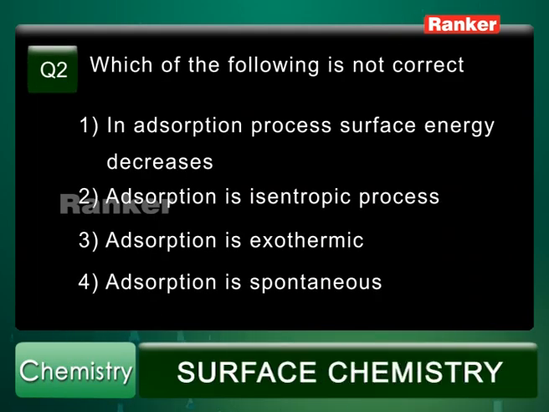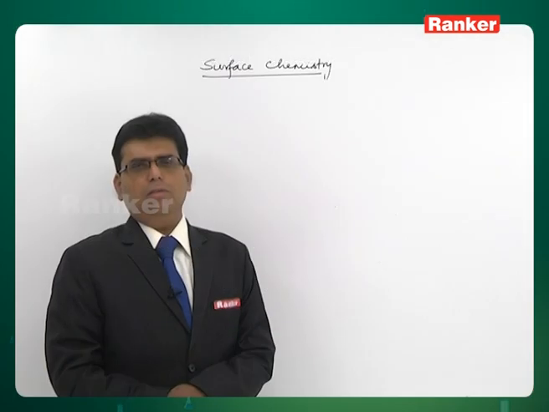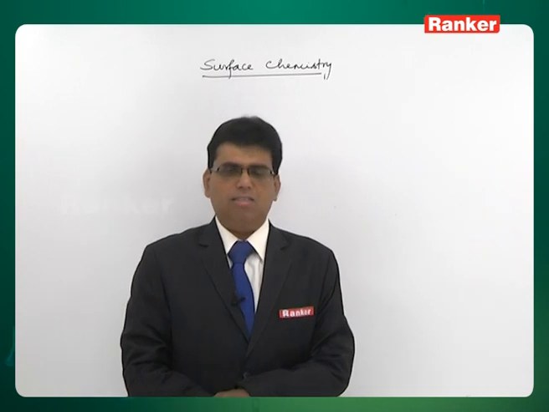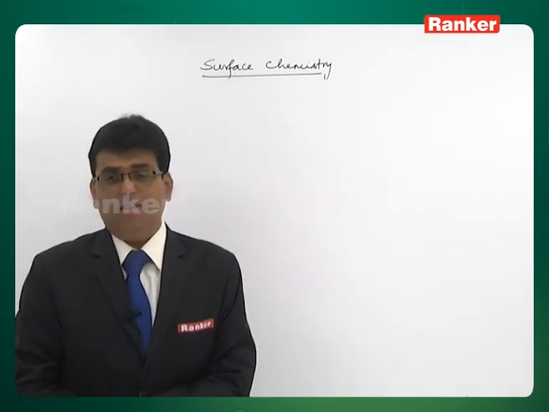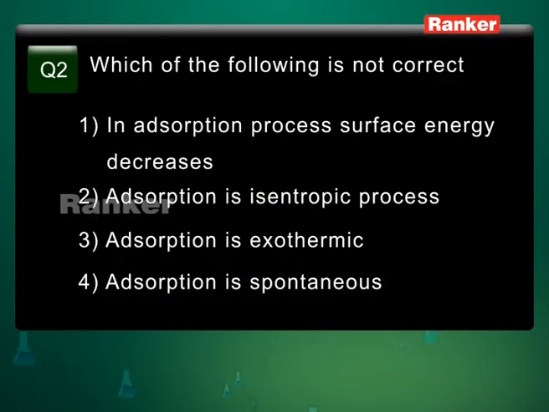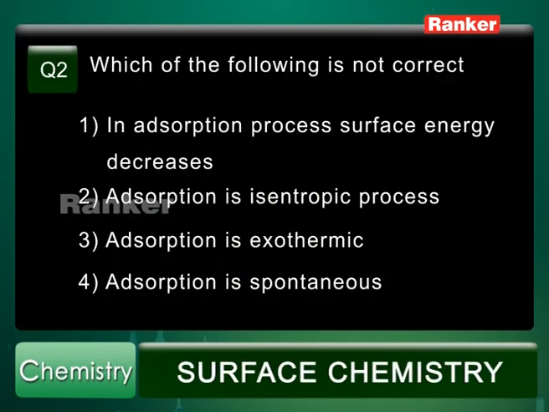Which of the following is not correct? In the second question some statements are given and which is not the correct statement is asked. The first option is that in the adsorption process surface energy increases. The surface energy of the adsorbent decreases, that is the reason adsorption is an exothermic process. Next, adsorption is isoentropic process. Adsorption is not isoentropic process.